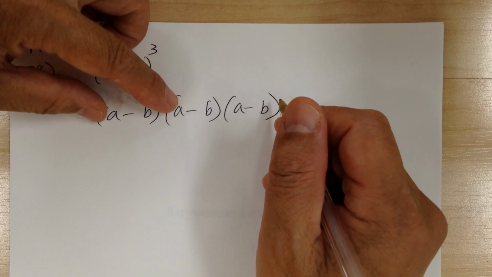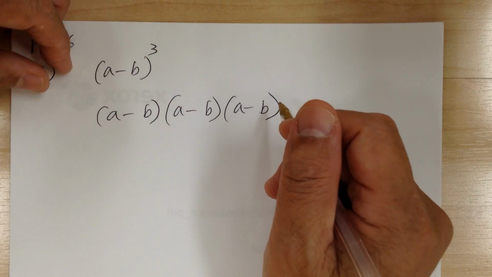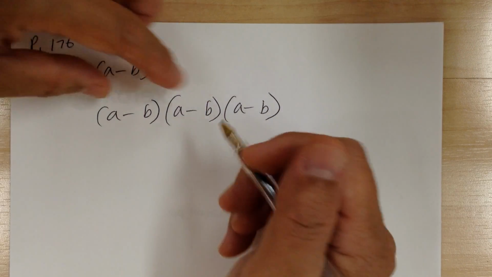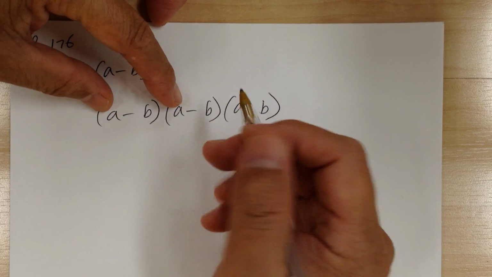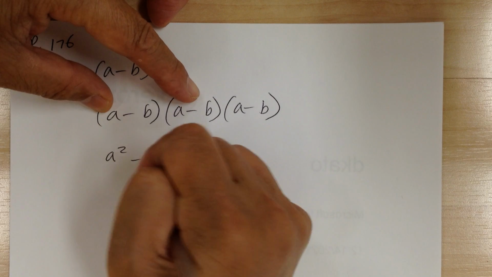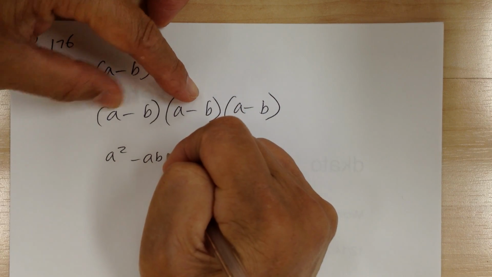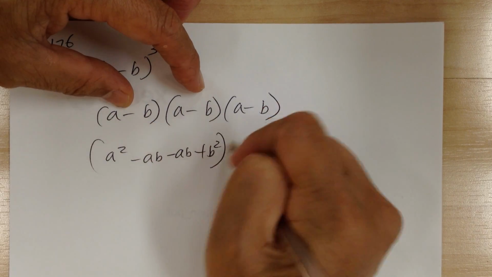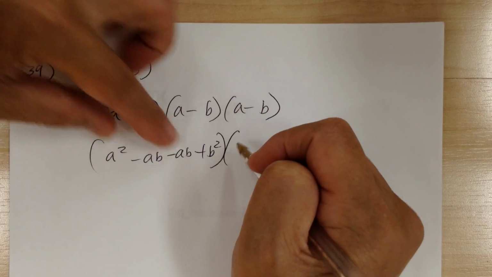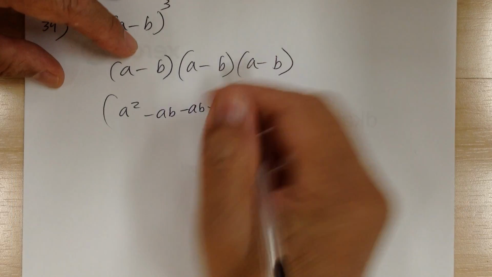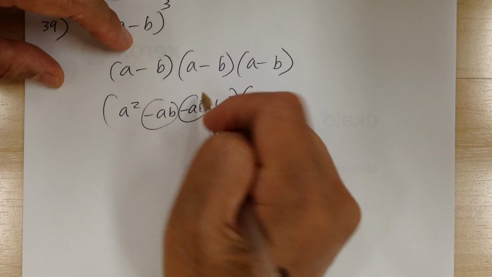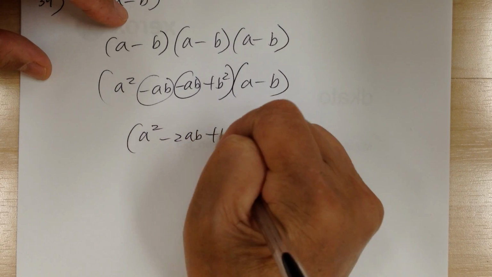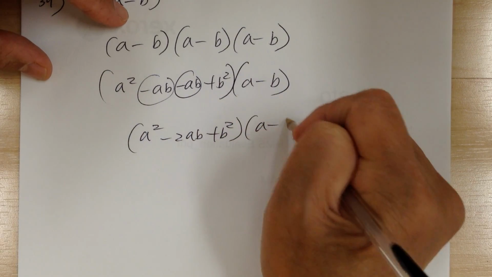And you're just going to distribute, multiply out. But actually, you can make a square. From this, you can use a shortcut, the square one. But let's just do it the long way. So let's multiply these two first. This would be a squared minus ab, minus ab plus b squared. When you multiply this, you have to put in the parentheses. Let's simplify this, combine this first. So you've got a squared minus 2ab plus b squared times a minus b.